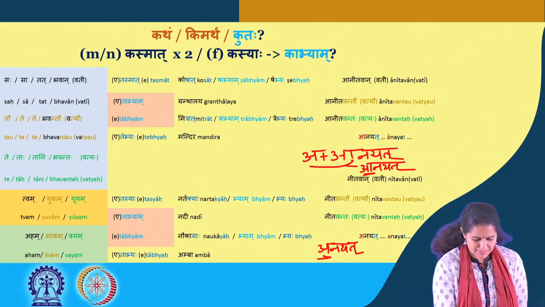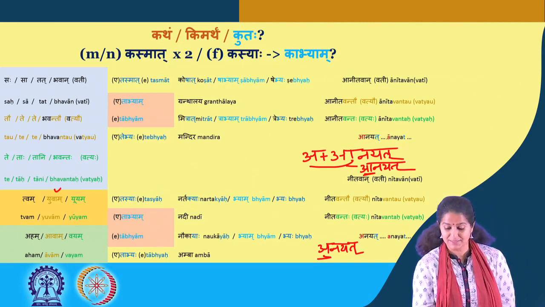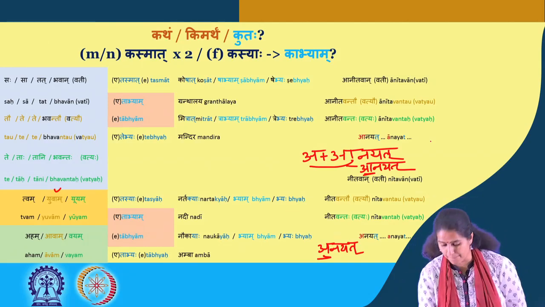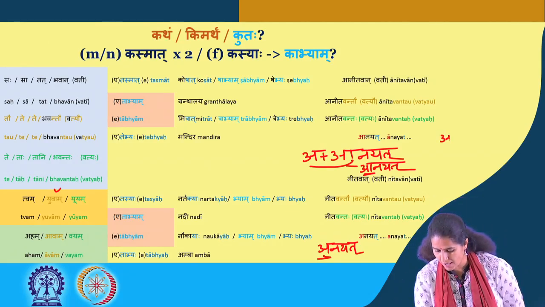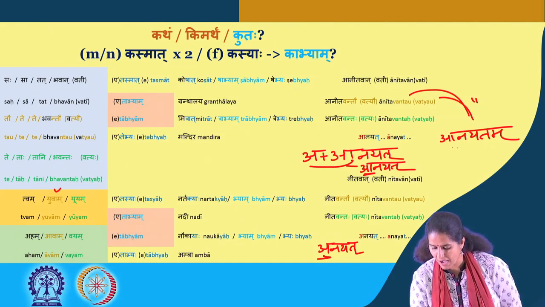So you two is yuvam, brought anita. So let's do it with the actual verb form. So anayatam, uttamam. So anayatam or anitavantau or anitavatyau, either of them. Okay, so this is an equivalent there. Anayatam is yuvam.